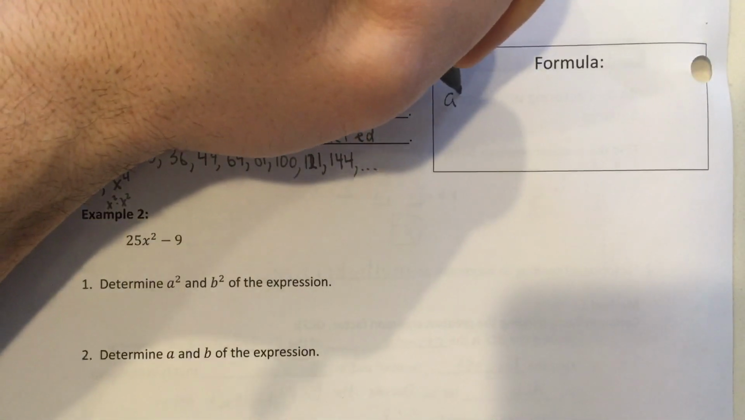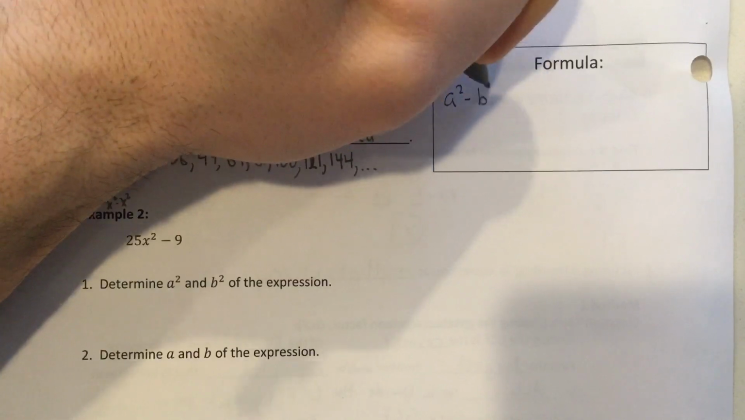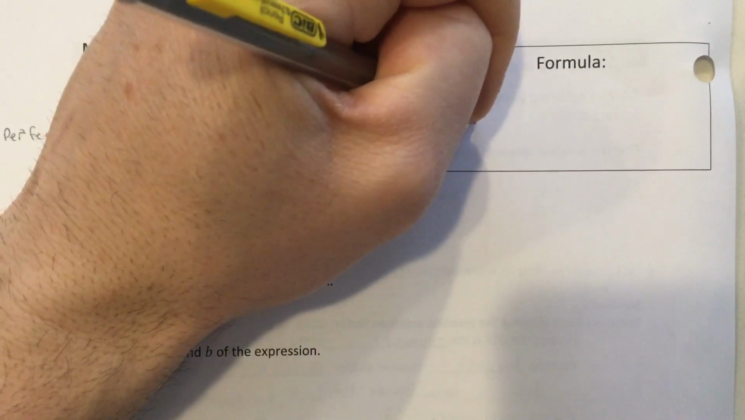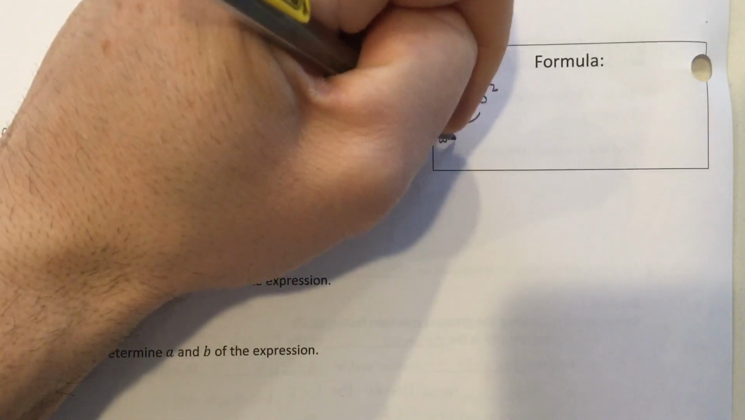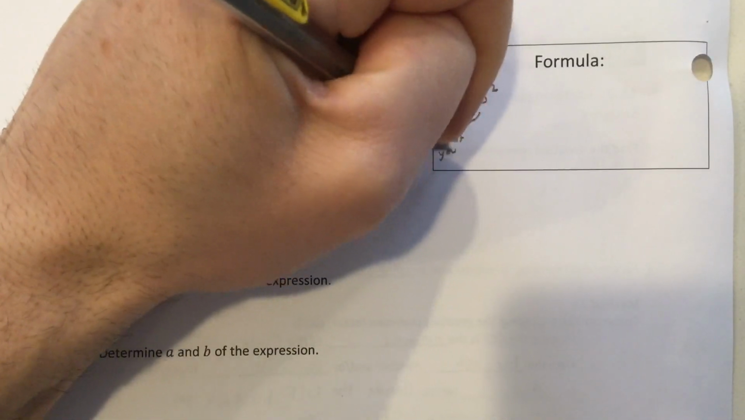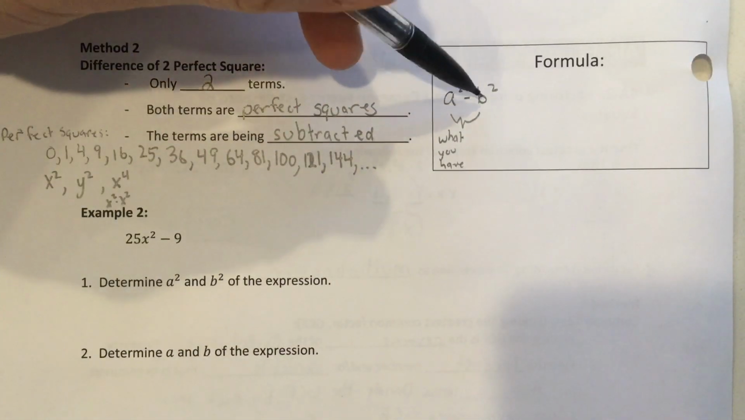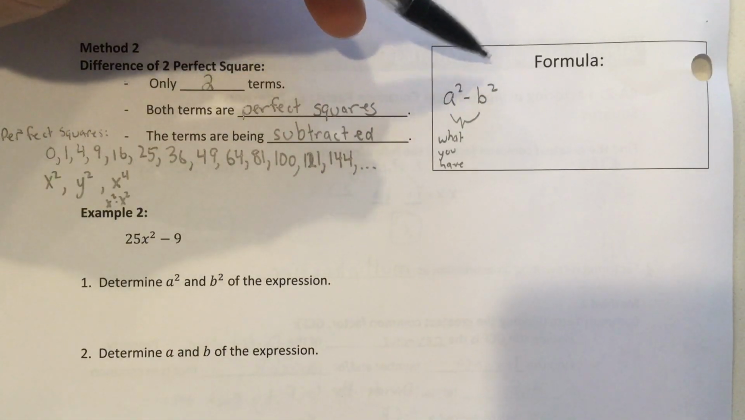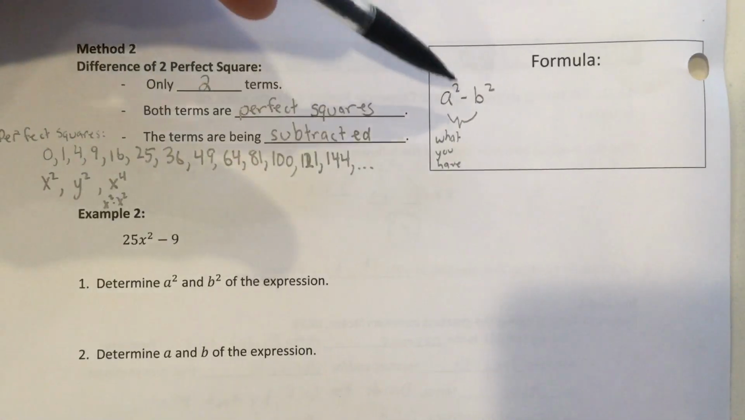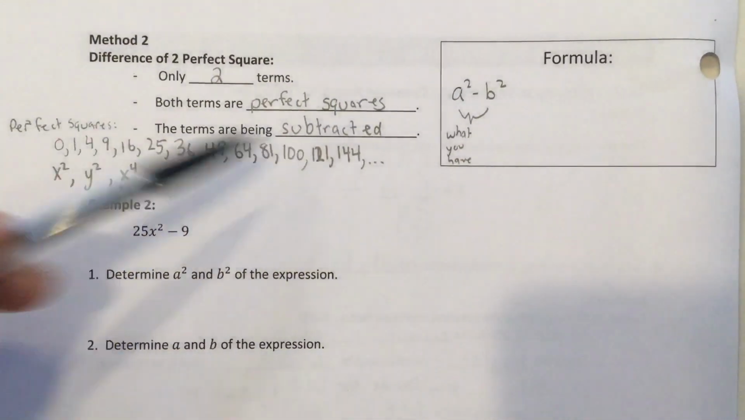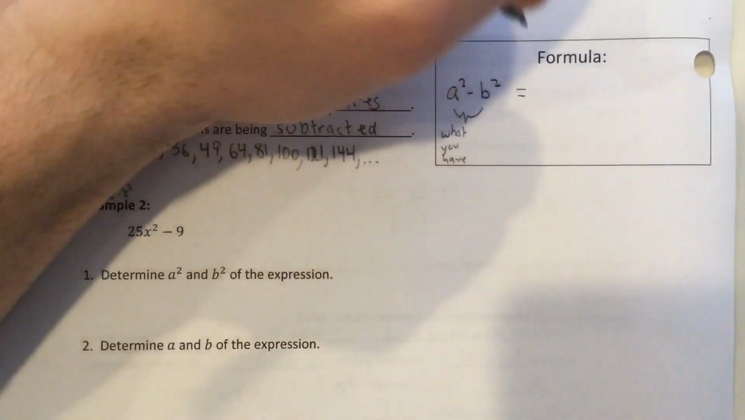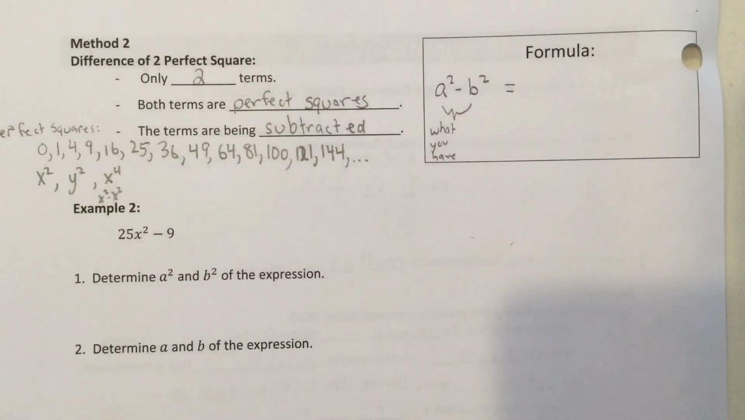And the formula looks like this: a squared minus b squared. So this is what you have. It's a perfect square because it's some number squared minus some other thing squared. So there are two terms. They're both perfect squares, you could put the squared on them, and they're being subtracted. And this right side is going to be your factored form.